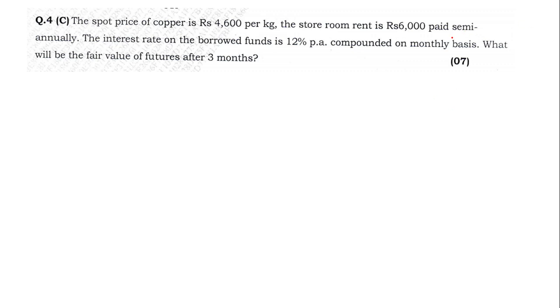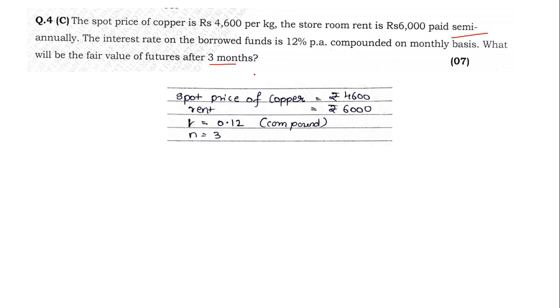Look here, now this is paid semi-annually. The 6,000 for half a year, we only need for 3 months. So that will become 3,000. Rest all will be normal. So spot price is 4,600. Rent is 6,000 semi-annually, and we need it only for 3 months, so it will be half of that, which is 3,000.